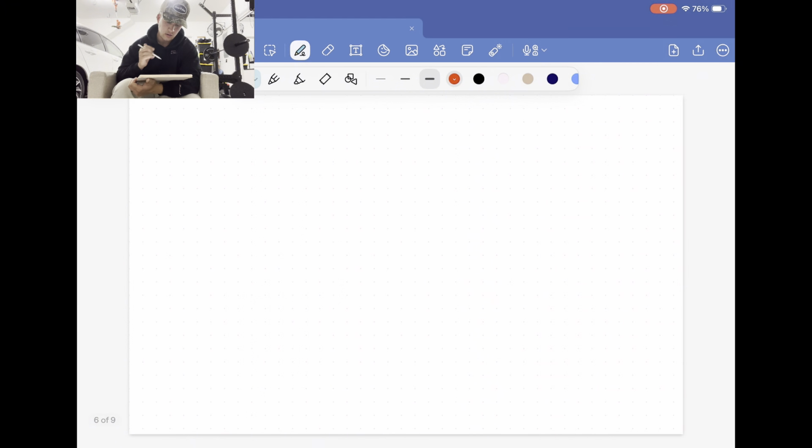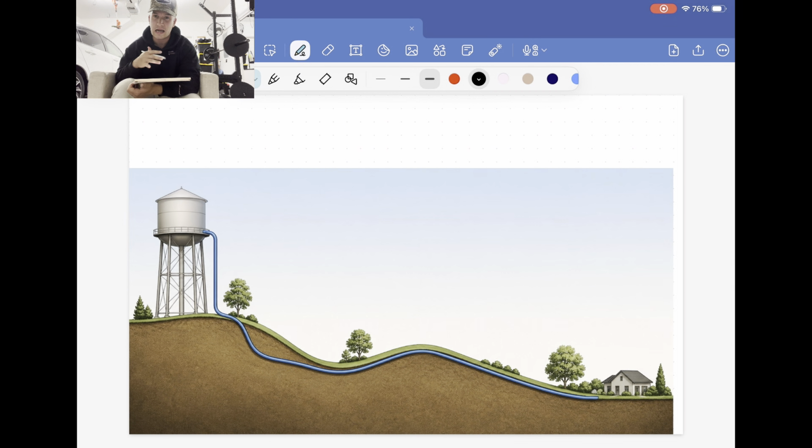Now I want to talk about feet of head and elevation changes and how that affects pressure, which you guys already understand pretty well probably. But let's say this is 100 feet of elevation from the bottom of this water tower down to where it gets into the ground.